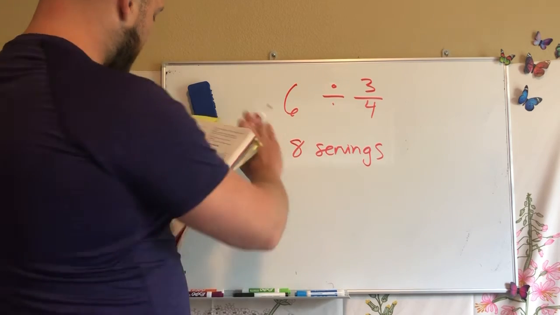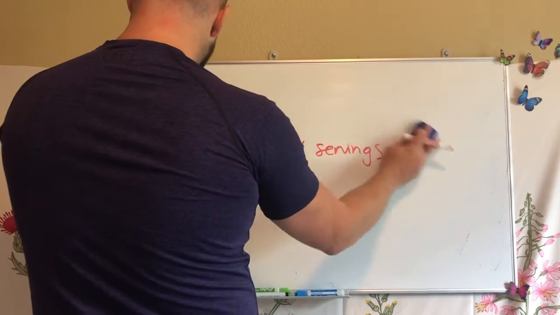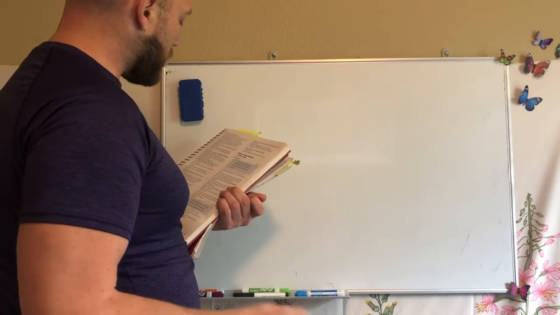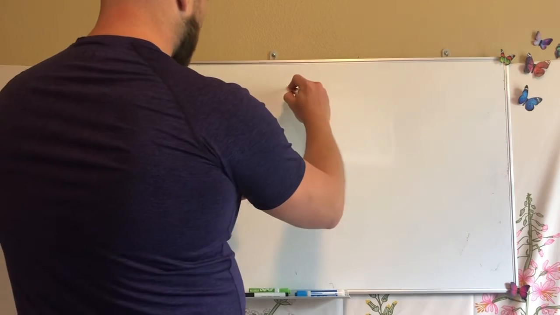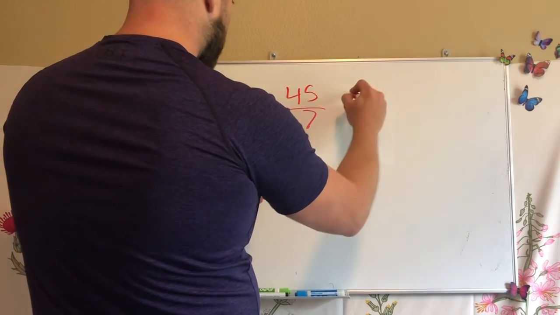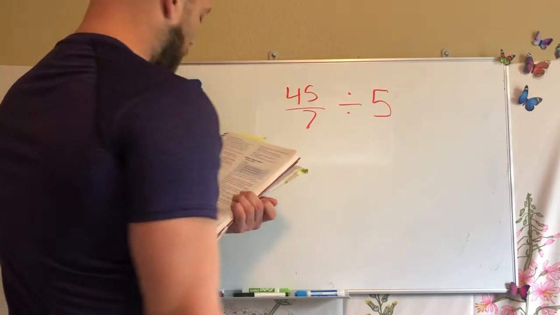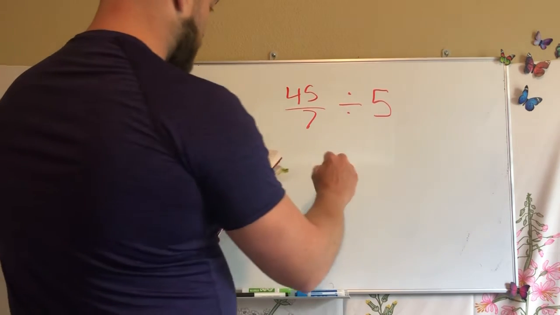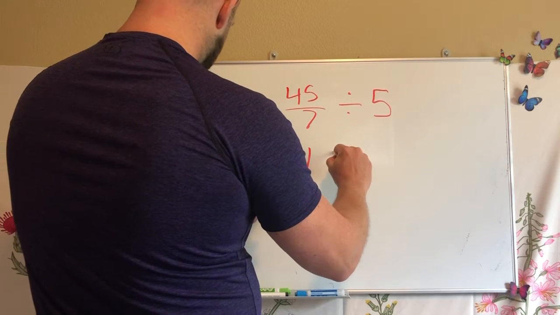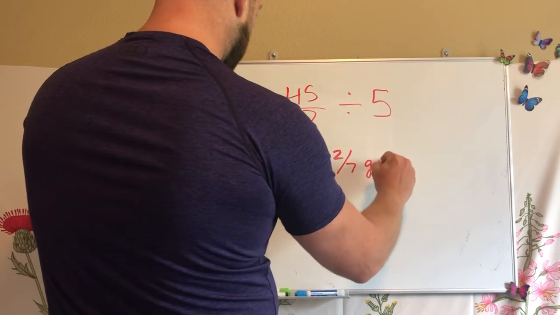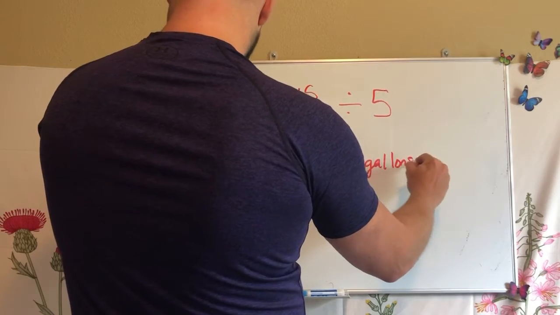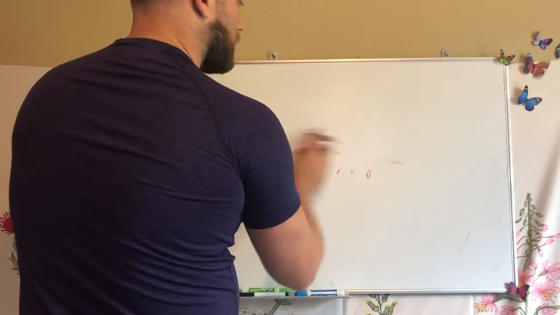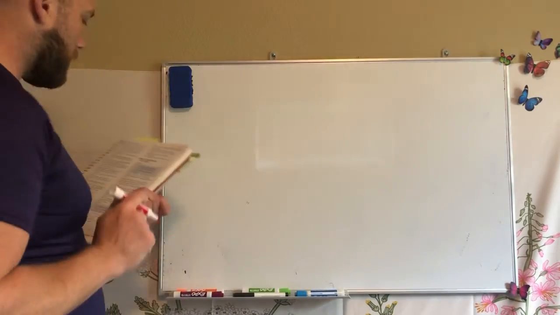Problem B. Bill has 45/7 gallons of cream. He wants to fill 5 containers. How much cream will be in each container? So it was 45/7 divided by 5. What's the answer? 1 2/7 gallons. The rest I'll check when you turn in your work.